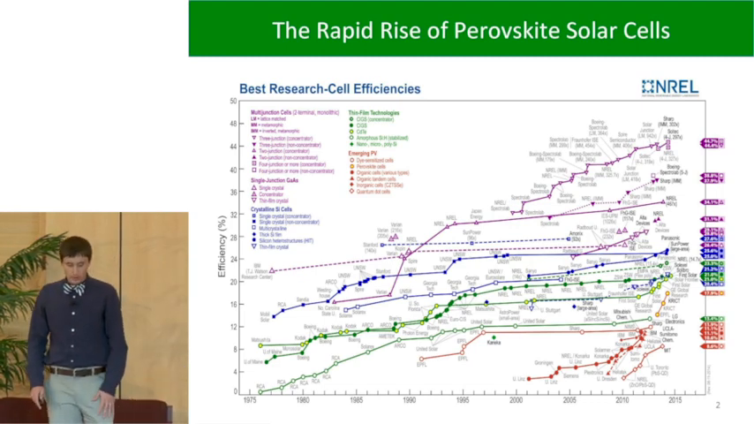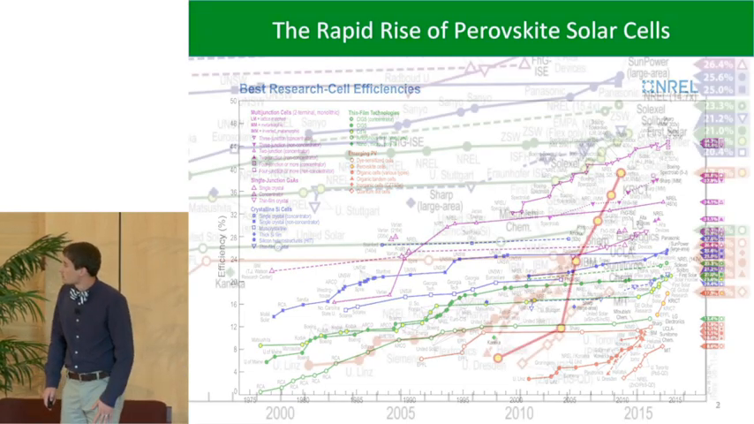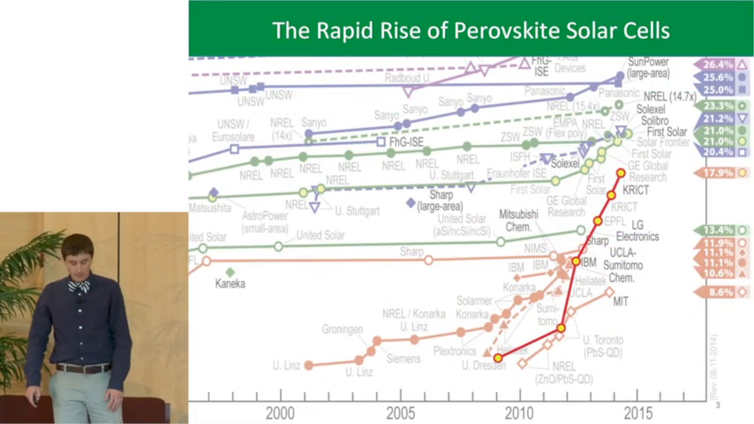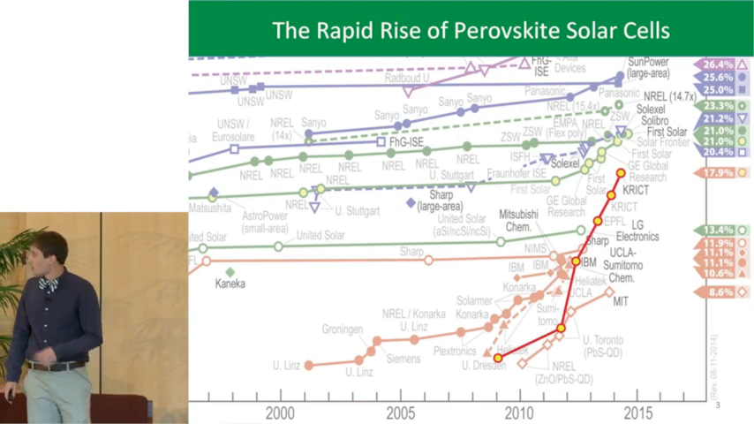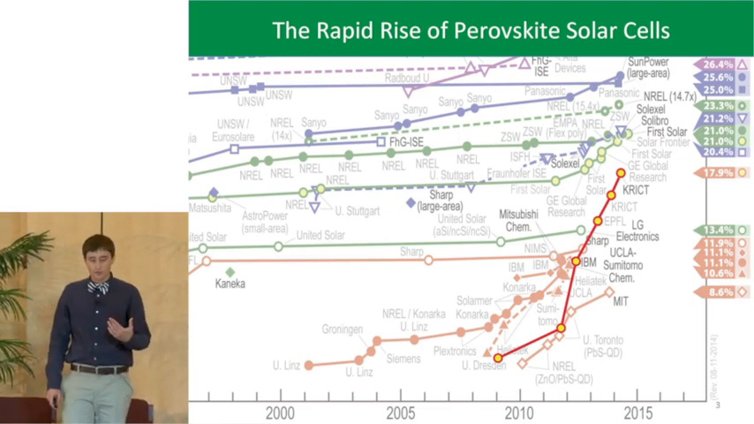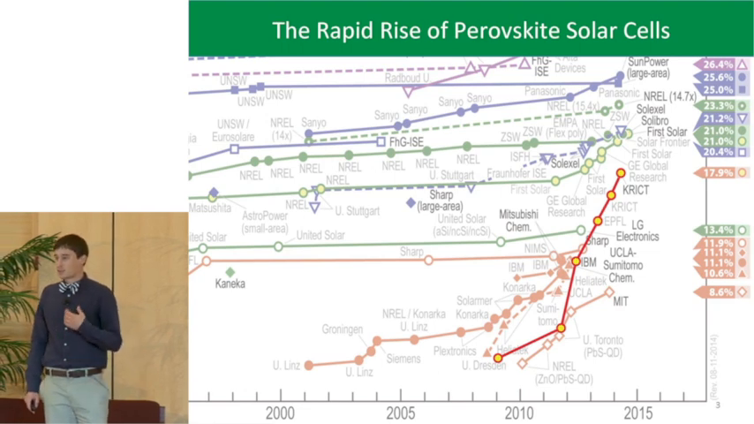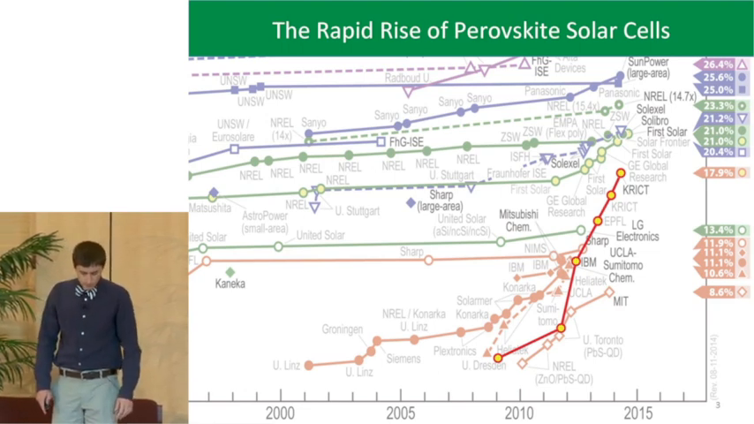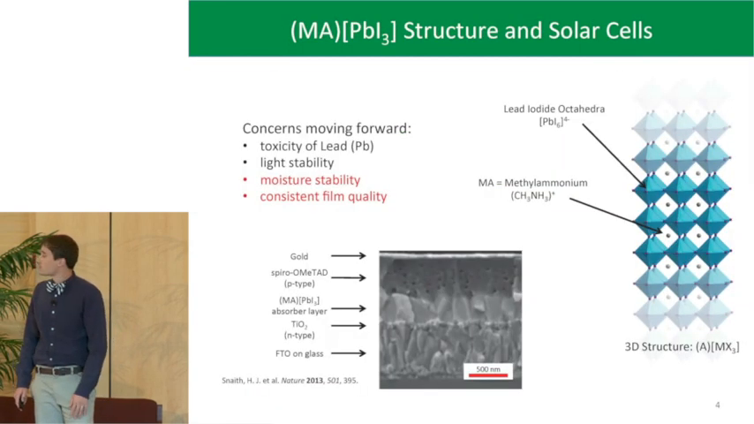However, if you look in the bottom right corner, the yellow dots with the red accent around it are the perovskite solar cells. So these, as you can tell, are very rapidly increasing in efficiency and have only been around for a few years. So that's very exciting, and that's why it's such an exciting field of research to work in. But what are perovskites?